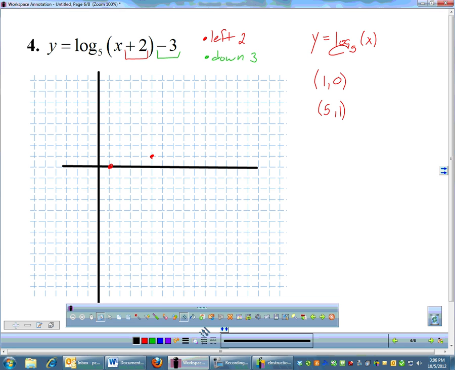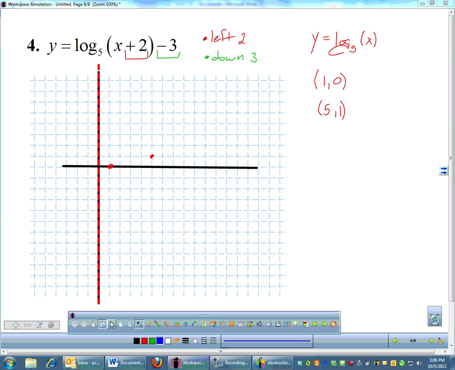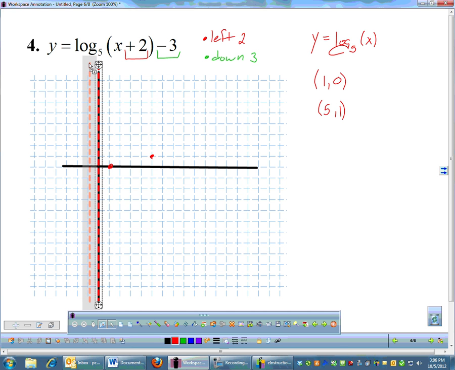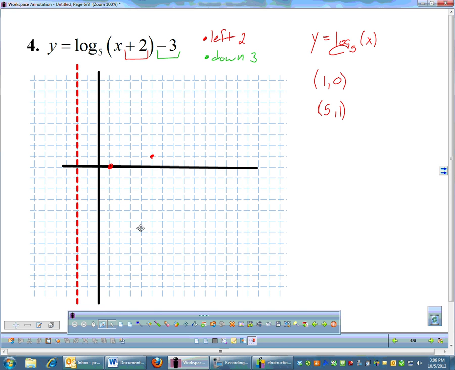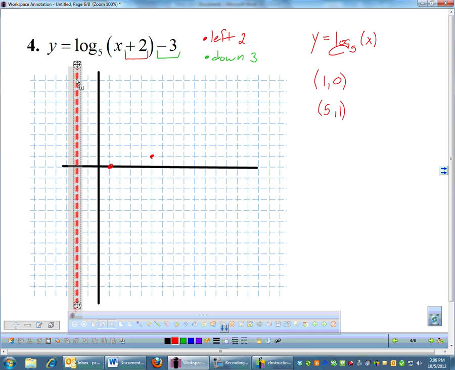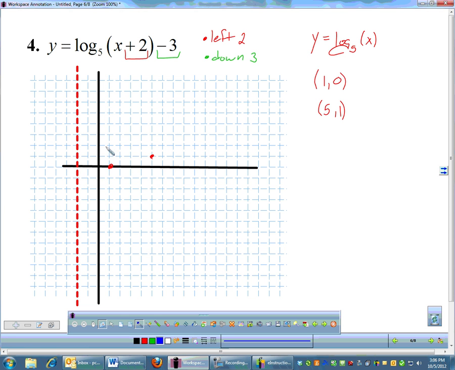We have that vertical asymptote on the y-axis. But then we need to start shifting things around. Each one of these points is going to go left 2 and down 3, and that includes the asymptote. So let's actually move the asymptote first. If I take a vertical asymptote and I move it left 2, it's going to end up right here. And then if I move it down 3, well, if it's a vertical line, you move it down, it's not going to move anywhere. So the vertical asymptote will go left 2, and then I'll take each one of these points. They're going to go left 2 and down 3.